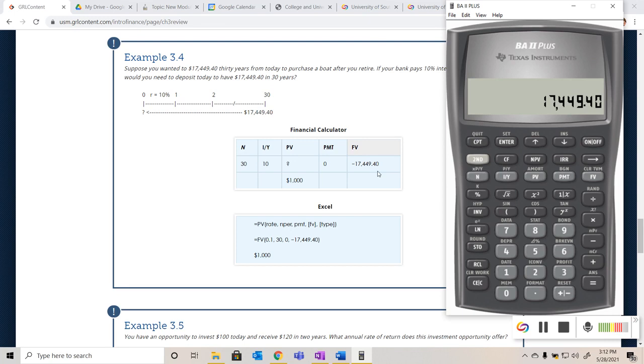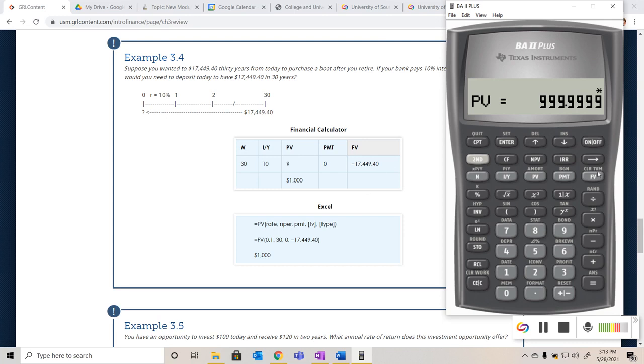And now it's entered as a negative here, and this one it doesn't really matter if you do it as a positive or negative. In this case, it's looking at it from the perspective of the bank account. And so the $17,449.40 is going to be a cash outflow from the perspective of the bank account because we're going to take it out and pay for the boat with it or whatever we're going to do. So I'm going to record that as a negative, press the future value key, and now I can solve for present value by hitting compute PV, and we get something really close to 1,000. Of course, we've got a tiny little bit of a rounding error there, but it's going to round to 1,000 there.